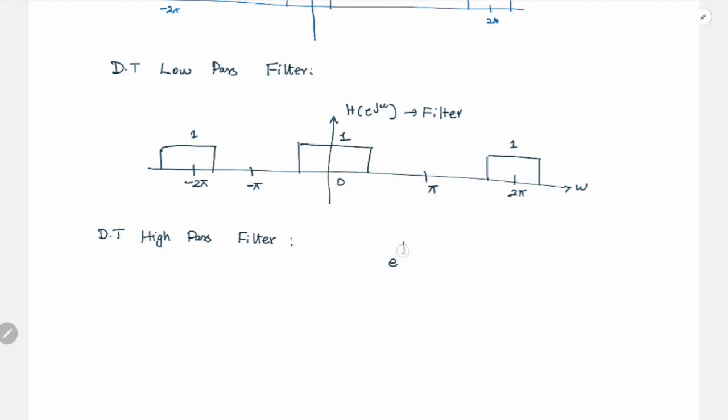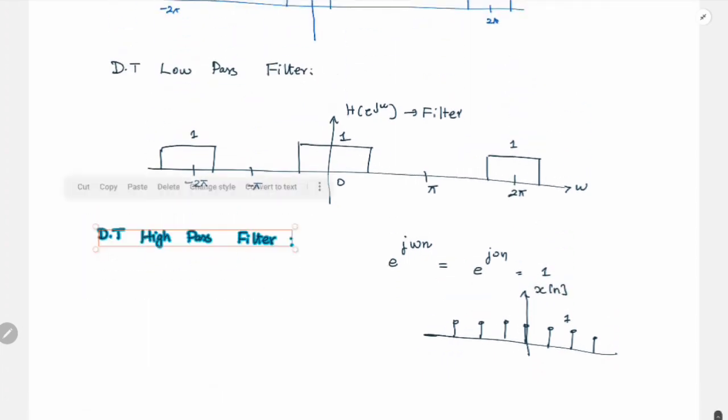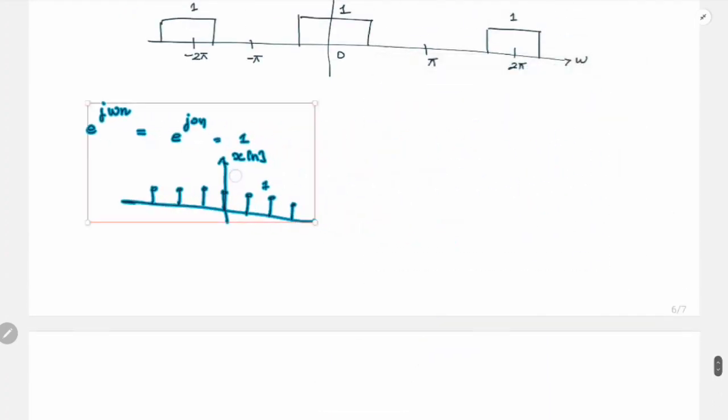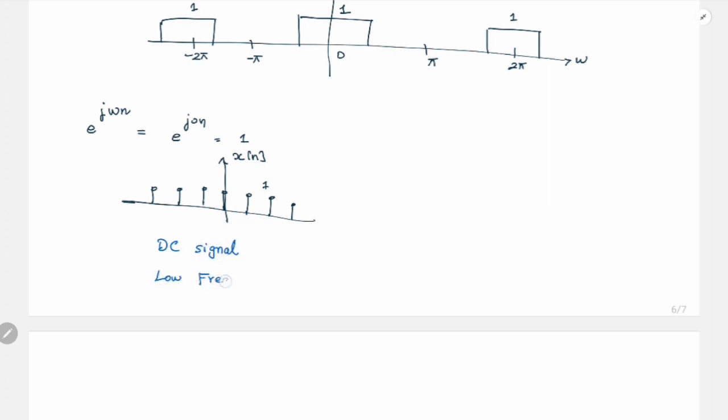If you take e power j omega n, let's say omega is 0, e power j 0 n is going to be constant. So in the time domain, it is going to have a constant value of 1. Let's say this is x of n. So this is my low frequency signal, or zero frequency signal, the DC signal.